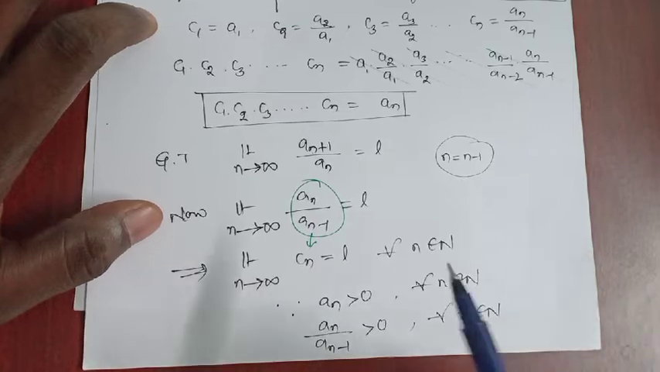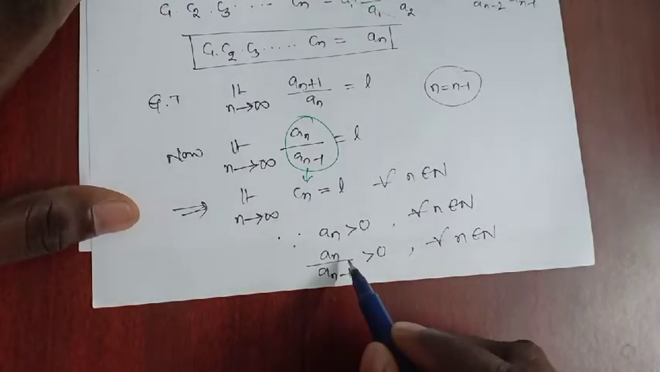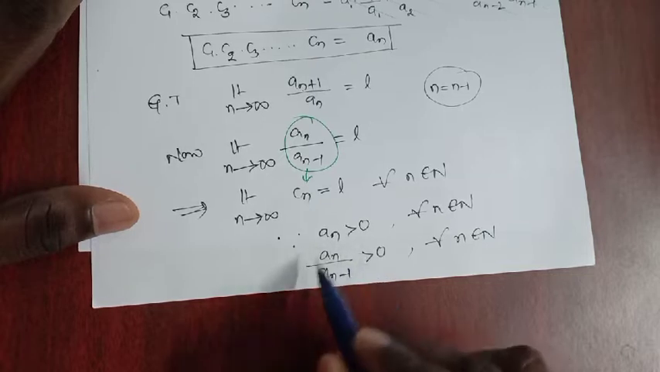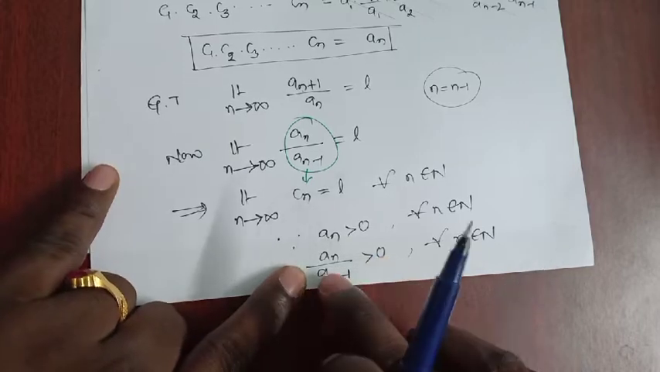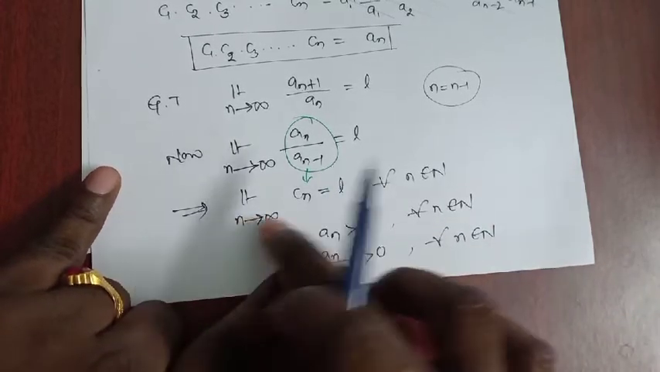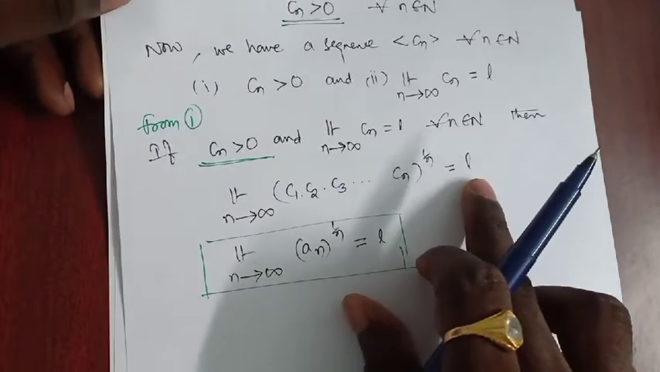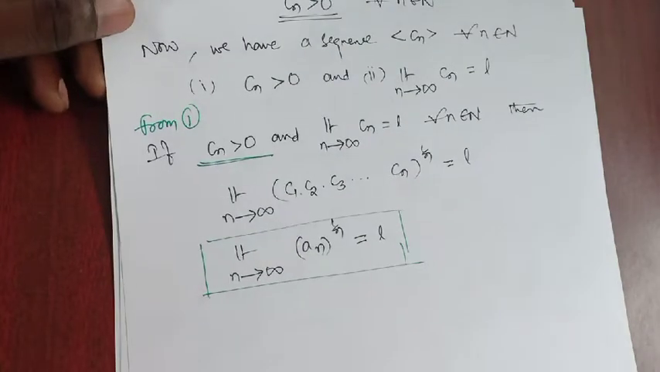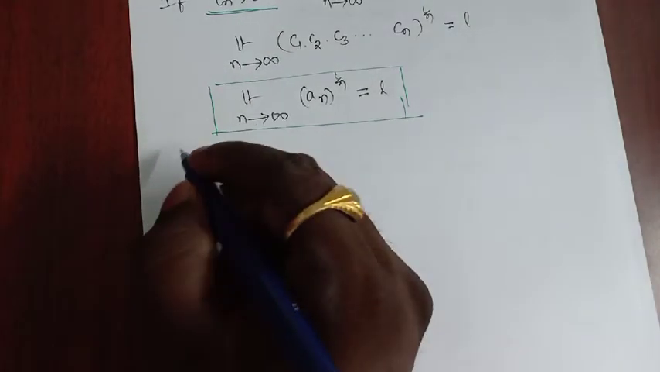So what is given, An is greater than 0 for all n belongs to N. From this I write An by An minus 1 also greater than 0 for all n belongs to N. An by An minus 1 is Cn, so Cn is also greater than 0. So here Cn is greater than 0 for all n belongs to N, and limit n tends to infinity Cn is equal to L. Then the geometric mean of the sequence Cn also approaches L. We already found that C1, C2, C3 and so on Cn is An. Okay students, so this is about Cauchy's second theorem. Now coming to the problems, we will solve some solved problems.